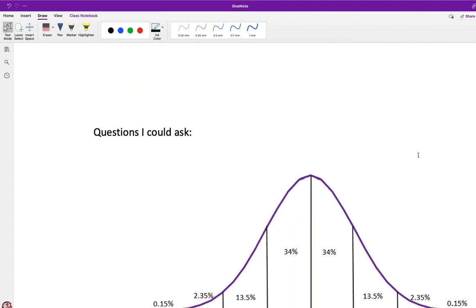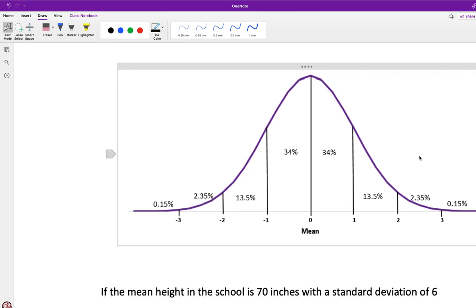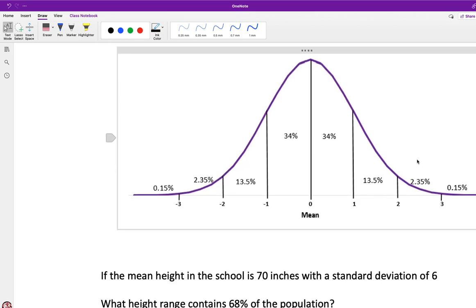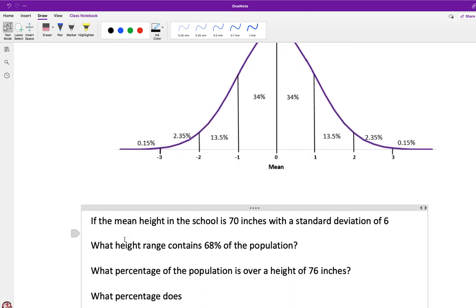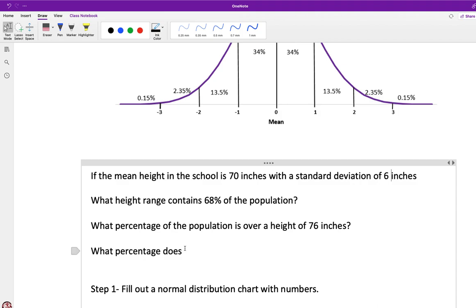So we're back. What questions could I ask with this? Let's apply our knowledge a little bit. A question I could ask says, if the mean height in the school is 70 inches, with a standard deviation of 6 inches, what height range contains 68% of the population? What percent of the population is over 76 inches? I didn't finish the question. I will finish that in a second.